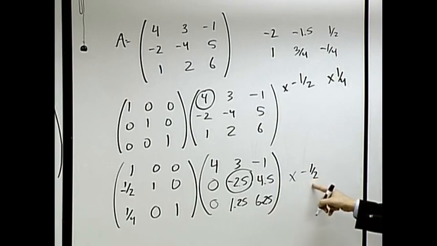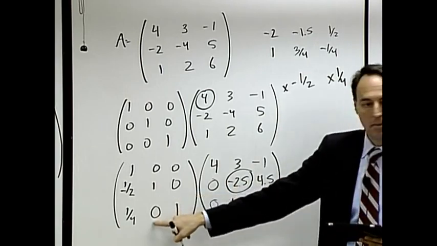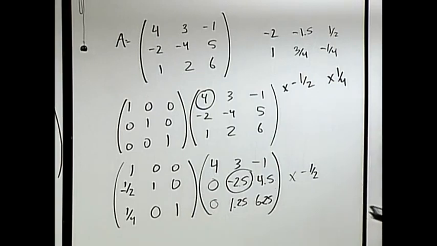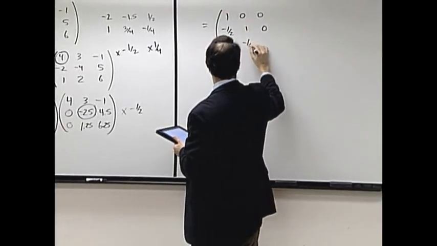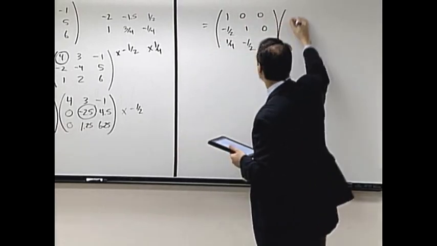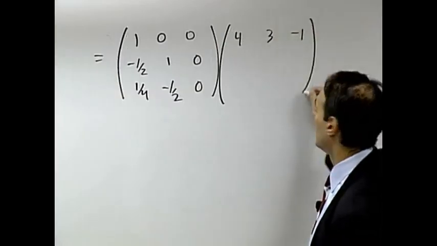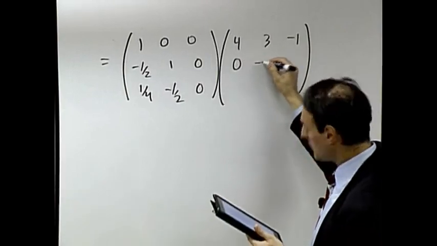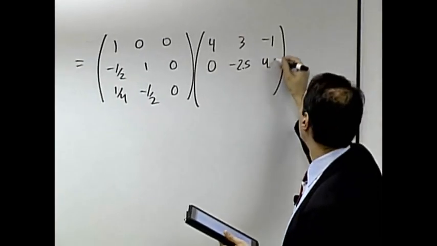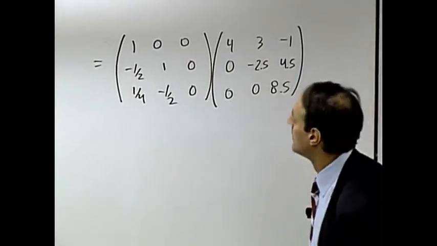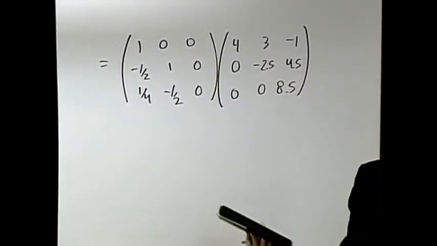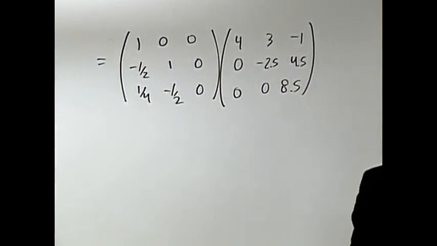So this negative 1/2 is going to be put in that slot right there. So this will keep going, and we'll have 1, 0, 0; negative 1/2, 1, 0; 1/4, and I'm multiplying by negative 1/2, so I put it right there, 0. Times 4, 3, negative 1; 0, negative 2.5, 4.5; and when I do this out, I get 0, 0, 8.5. Okay, there it is. There's my L, and there's my U.